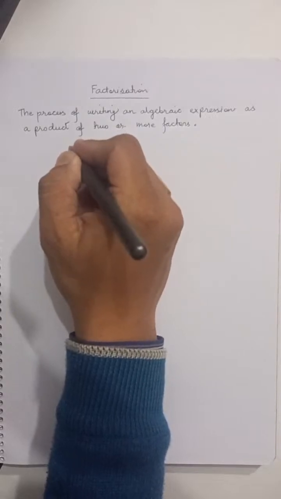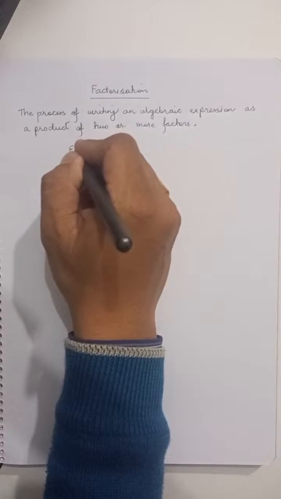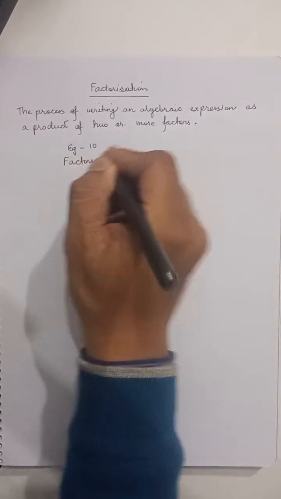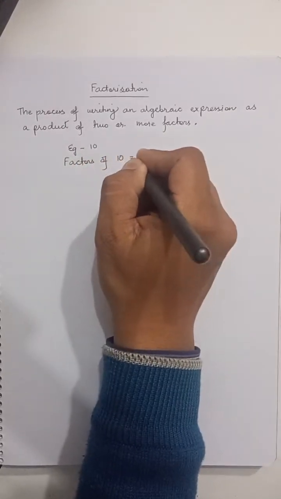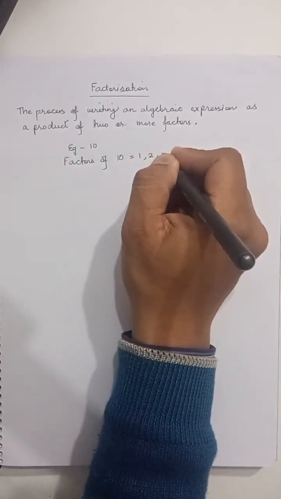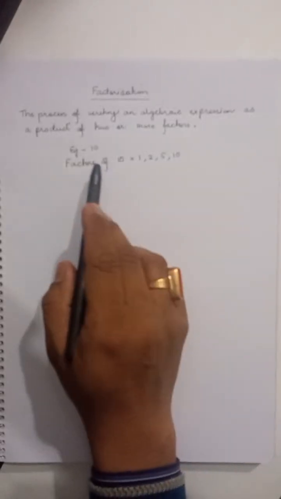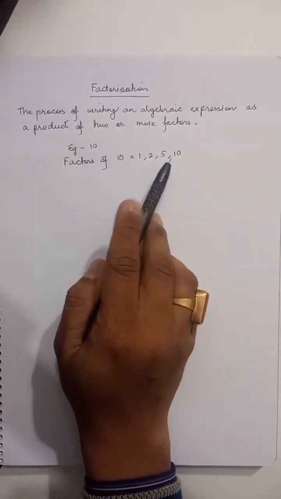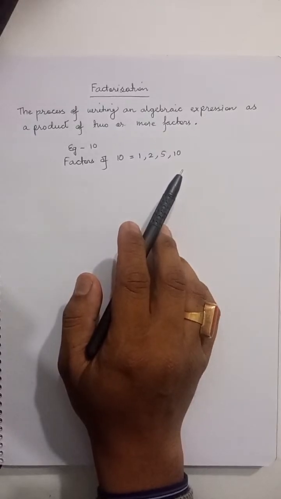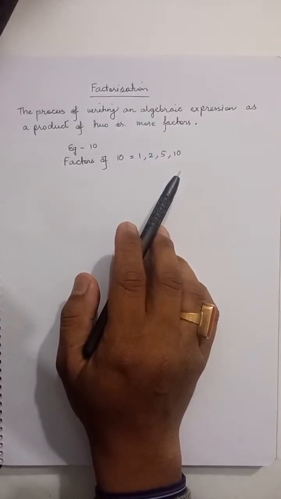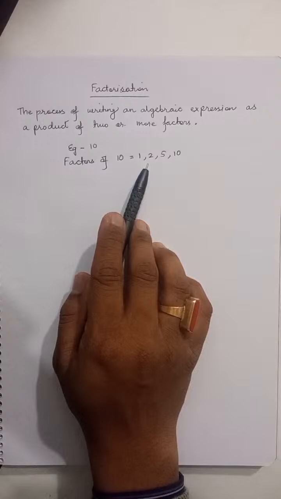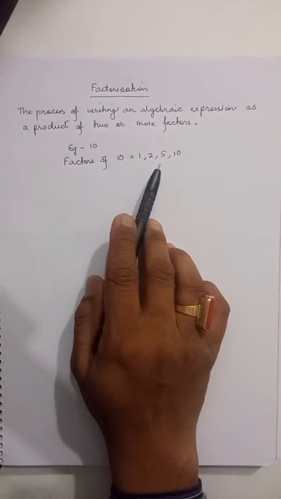Let me take a few integers, for example, say 10. So what are the factors of 10? We have 1, 2, 5 and 10, right? We can divide 10 by each of these numbers, and when we do, we get 0 as the remainder. So we have to keep in mind we can divide any number by its factor and get a remainder 0. A number is exactly divisible by its factors.